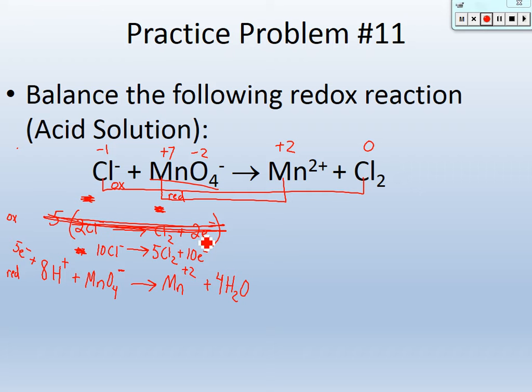Okay. Now, in order for our electrons to get to 10 on the bottom, what do I need to times the bottom one by? 2. Let's times this whole thing by 2. That gets me to 10 electrons. How many H pluses? 16 H pluses. How many MnO4 minuses?